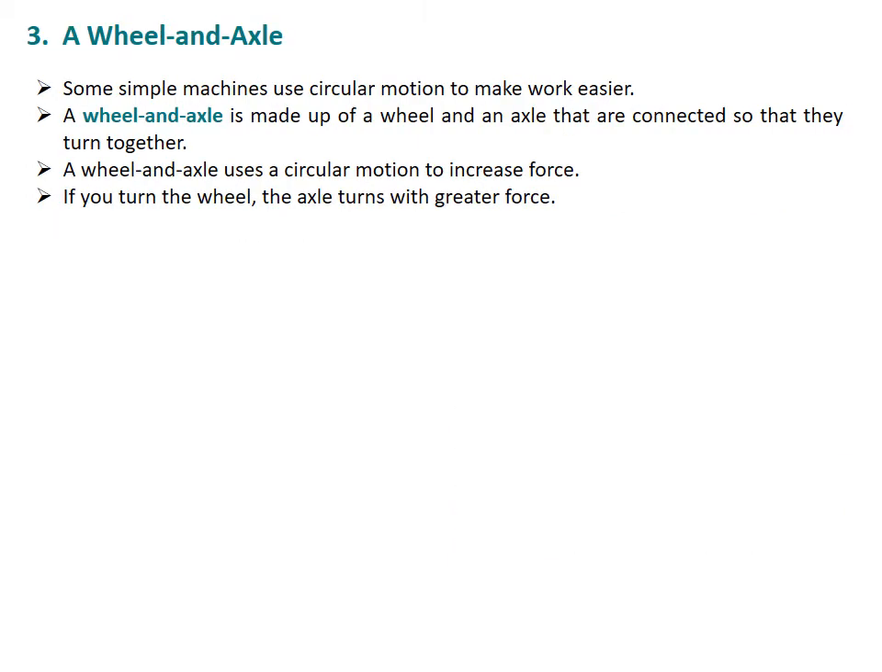Now, the second simple machine that we are going to learn about is called a wheel and axle. Some simple machines use circular motion to make work easier. By definition, a wheel and axle is made up of a wheel and an axle that are connected so that they turn together. A wheel and axle uses a circular motion to increase force. So, if you turn the wheel, the axle turns with greater force.